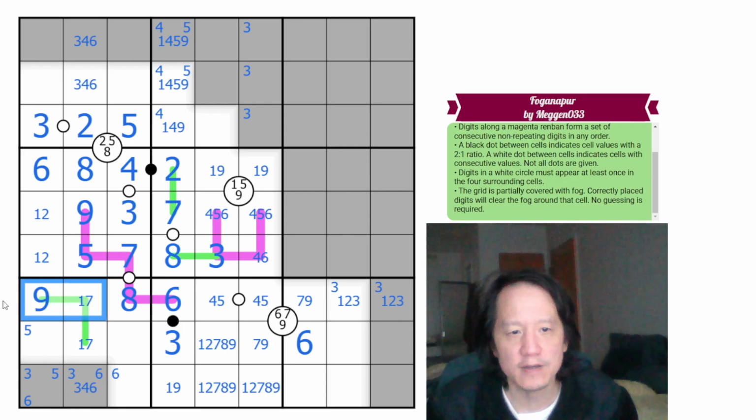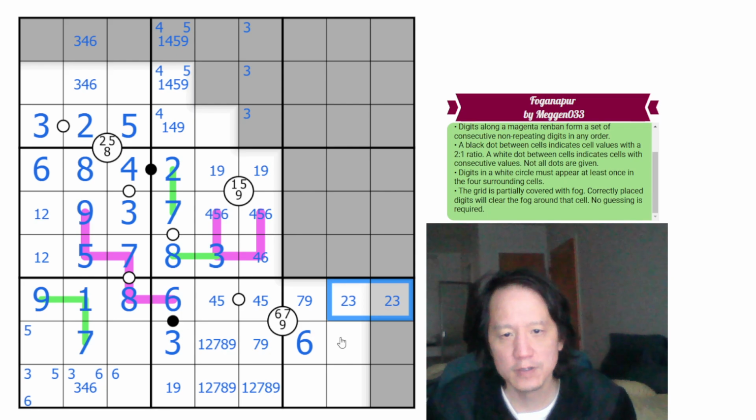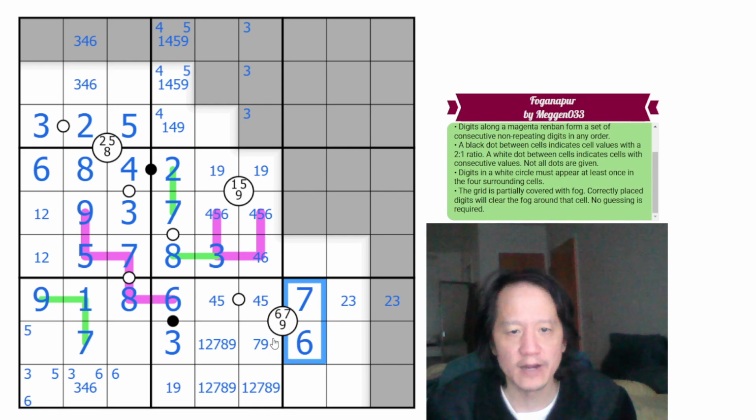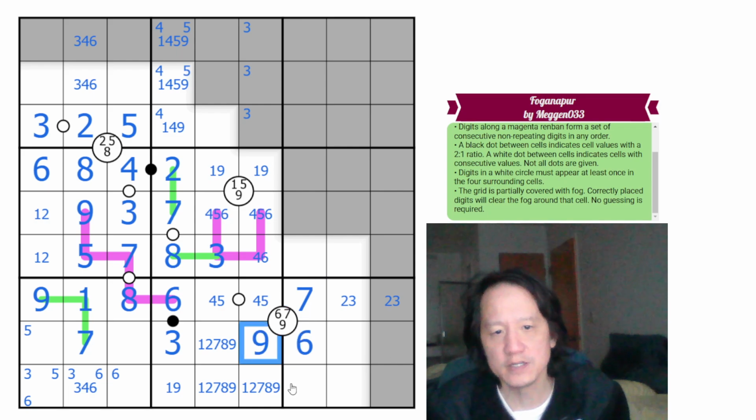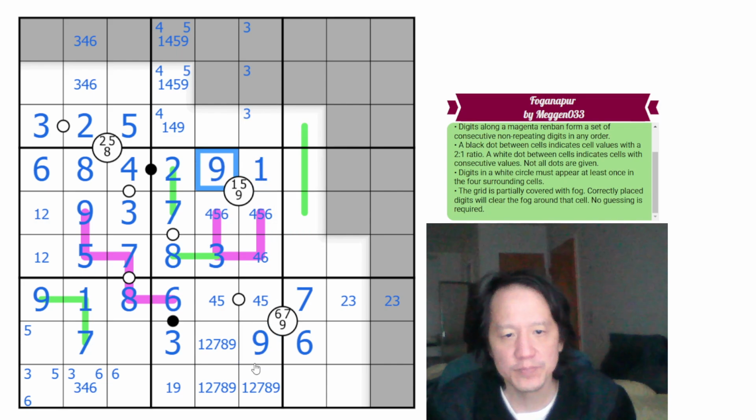9's only in a 1, have a difference of 5 with 1, so therefore this is 1, this is 7. This can't be 1, this has to be a 2, 3 pair. This can't be 9, so this must be 7. And since we have the 7 now here around this quad, this must be 9. So this is 9. This can't be 9 anymore, so this is 1, this is 9.